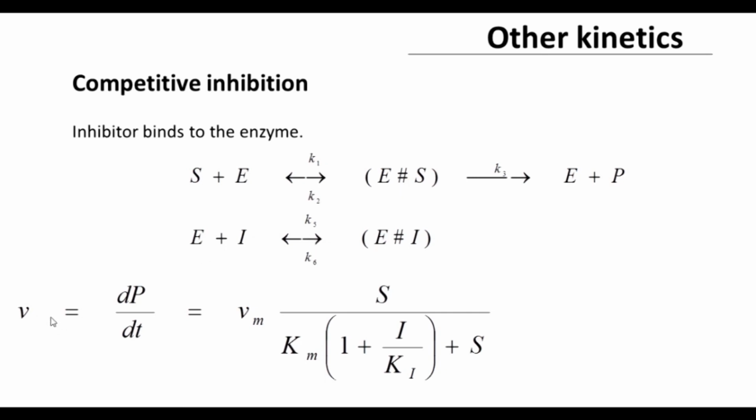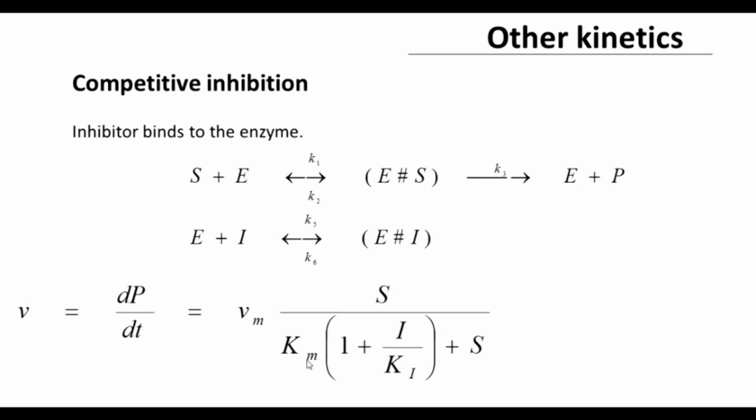We'll get V in this, again this is a batch system, therefore the volumetric rate can be taken to be the accumulation rate of the product, dP/dt, that equals Vm times S divided by Km into (1 plus I by Ki) plus S. This has been deliberately arranged to be of this form. Remember our Michaelis-Menten kinetics was Vm S by (Km plus S). Here we have Vm S by (Km into (1 plus I by Ki) plus S). I is the inhibitor concentration.